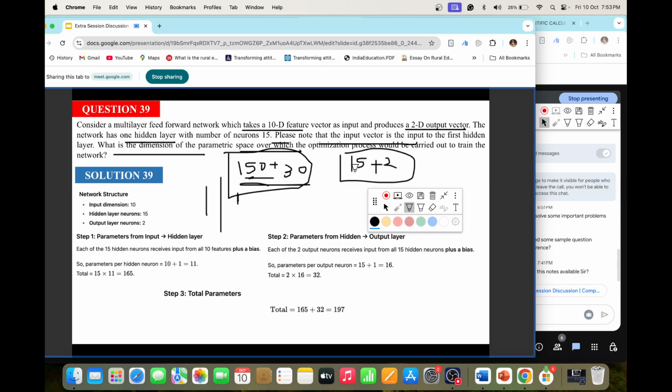And then why 15 plus 2? Because here there are 15 neurons, that is why 15 biases, and here 2 neurons are there, that is why 2 biases. So in total, 180 plus 17, that is 197, will be your answer. So that is how you have to do it.